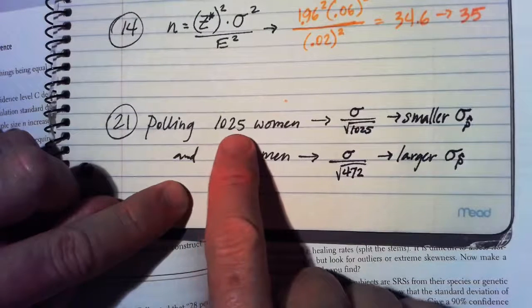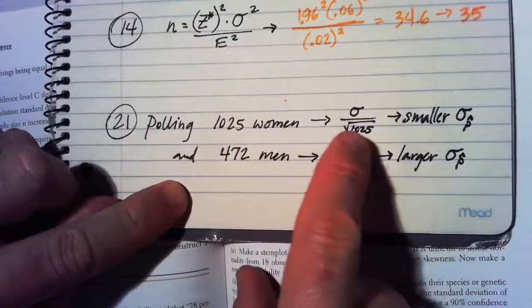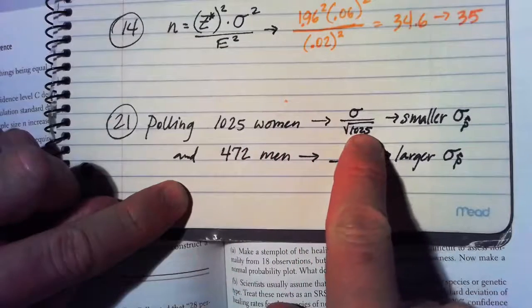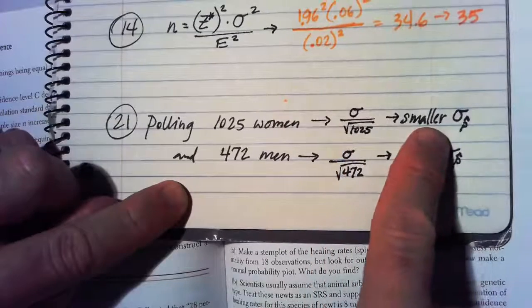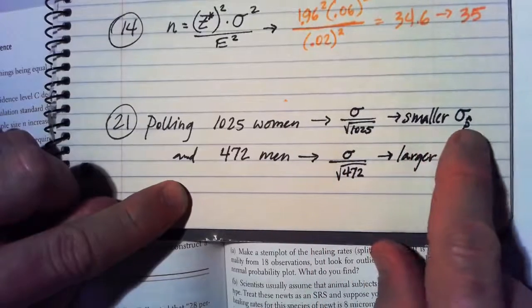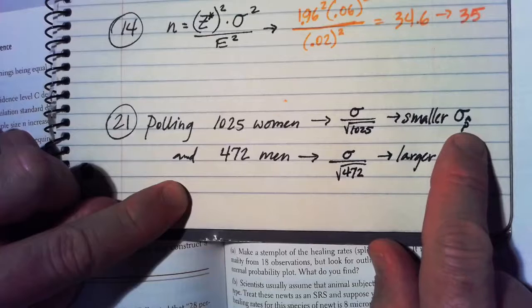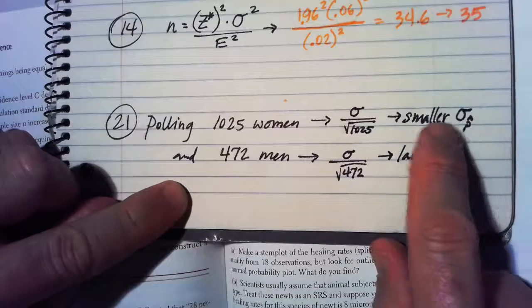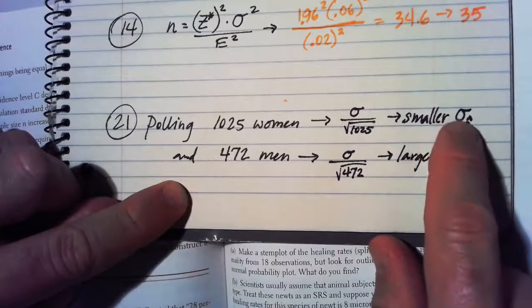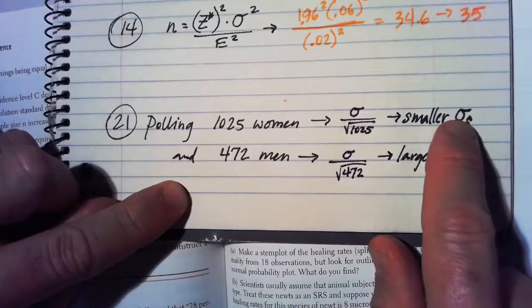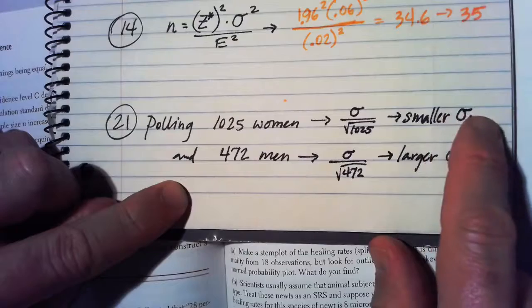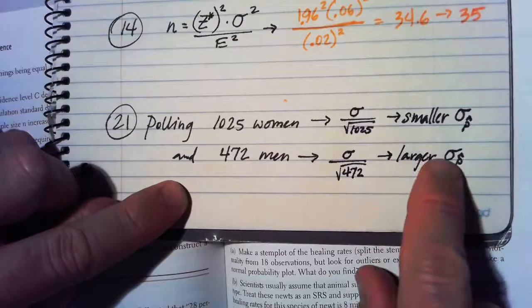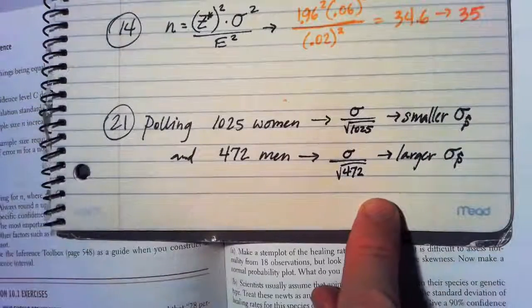If sample size is larger, then we're dividing by a larger number. When you divide by a larger number, you get a smaller result. So the standard deviation of the sample proportion is smaller. And when that sampling standard deviation is smaller, then you're going to multiply that to get a smaller margin of error. And for the men, they have a slightly larger margin of error.